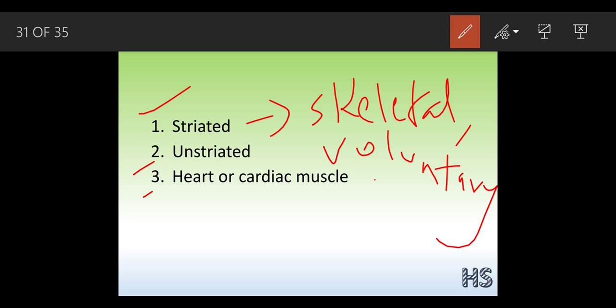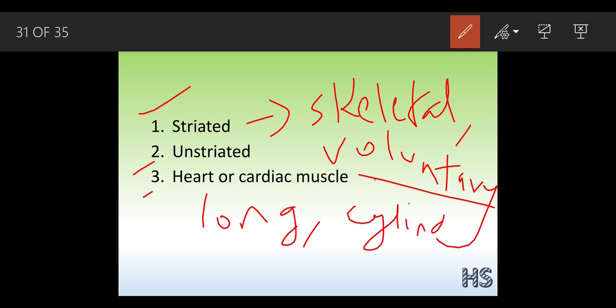Suppose I tell you, tell your heart to stop beating. Is it possible? No, because they are involuntary. Involuntary means the muscles which are not under our control, and voluntary means which are under our control. These striated muscles are long, and they are cylindrical in shape. Cylindrical means like this. They are cylindrical in shape.